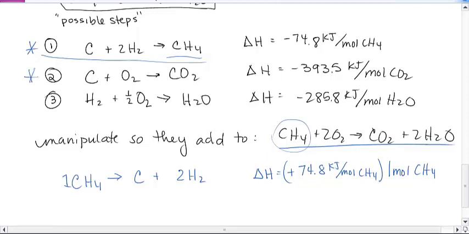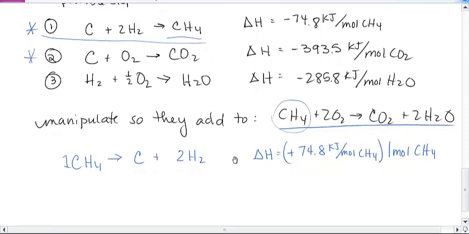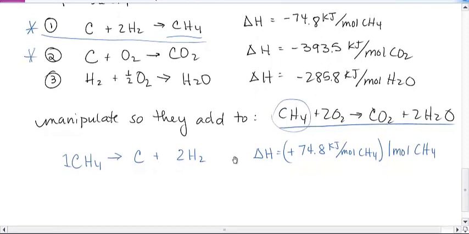Now let's take a look at the second step here. Again, I don't have any carbon. I do have oxygen, and I would like that on the left side. And I do have carbon dioxide, and I would like that on the right side. So do I need to flip this one over? No. Now, I take a look. How many carbon dioxides do I need in this equation? 1, and I have 1 here. I need 2 oxygens, but I only have 1 here. But is there anywhere else that I'm going to get oxygen from? The next one. So I'm not going to worry about that. I'm going to look at my carbon dioxide.